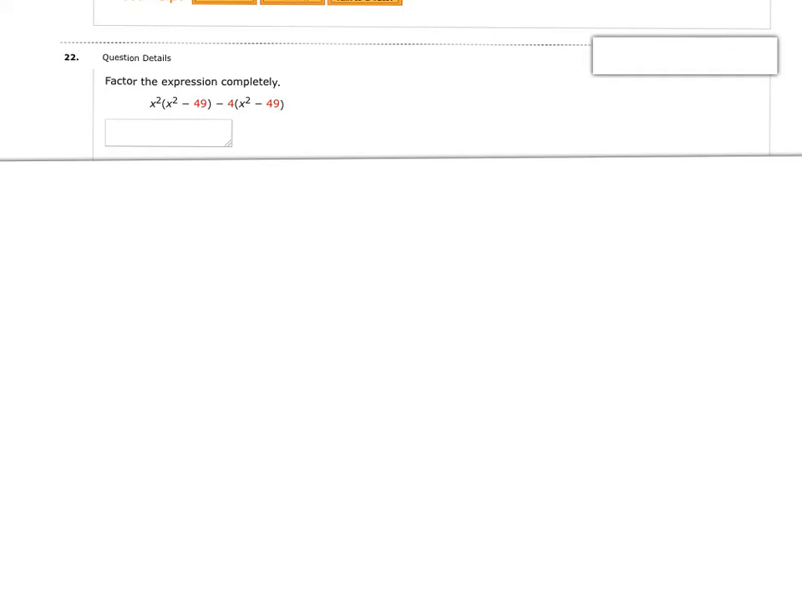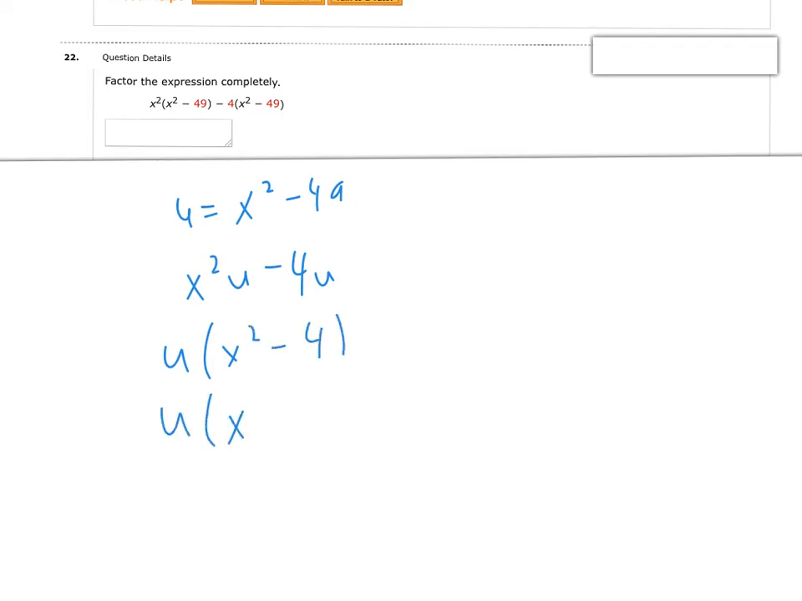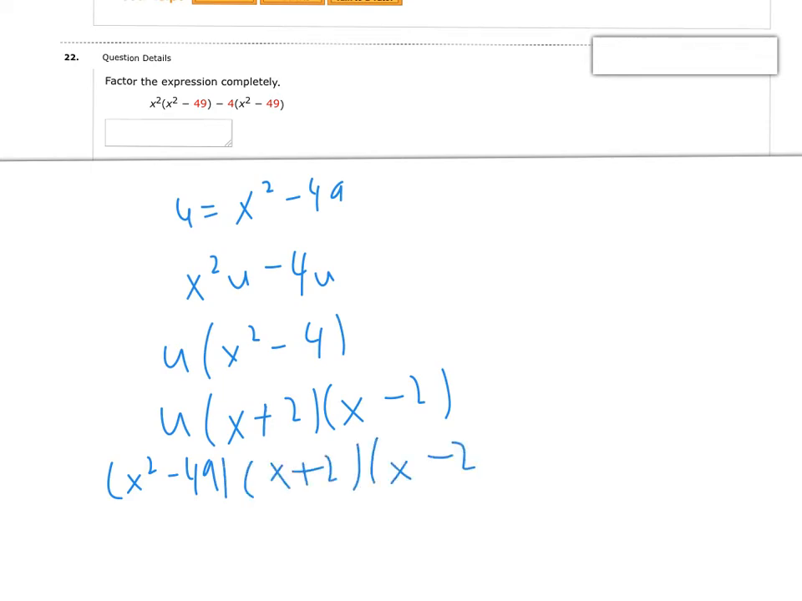All right, got some more u substitution here, so I'm going to let u equal x squared minus 49, and so we got x squared u minus 4u. So all I see you can do is factor out a u so far, and then I could factor this as the difference of perfect squares. And now I will plug the u back in, but then I see I can break that down, so I'll do x plus 7, x minus 7, x plus 2, x minus 2.